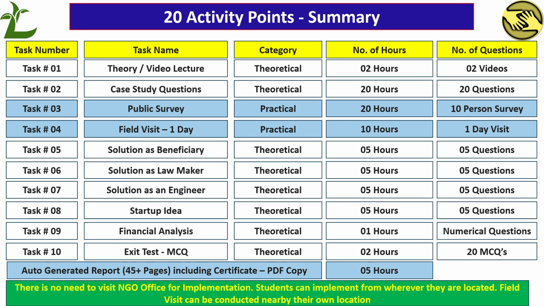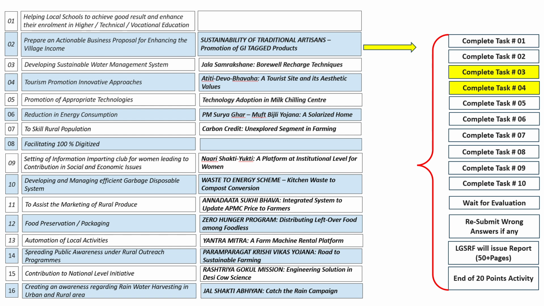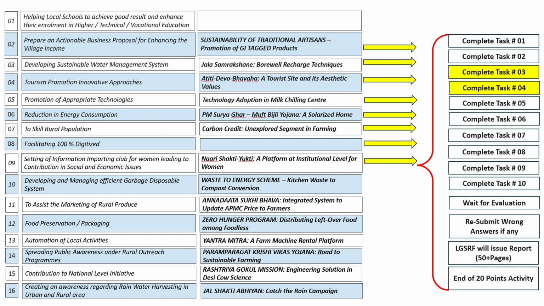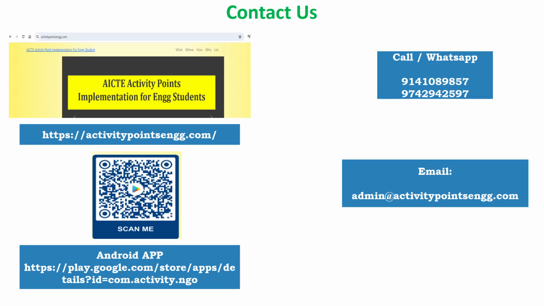They need not visit us. And these are the 16 categories and the 16 activity titles available from us, and all of them have the same format of implementation. Whichever activity you take for 20 points, the student has to follow the same process. Only the content and questions will vary. Out of which task 3 and task 4 are the practicals, the rest are theoretical. This is what I wanted to show. All have the same pattern. The architecture is the same, the contents will vary.